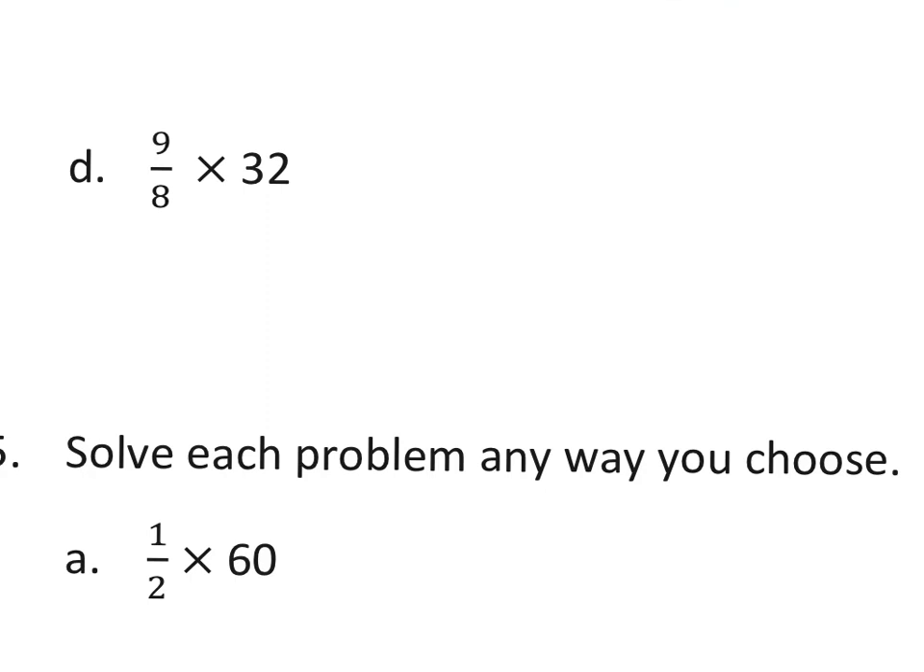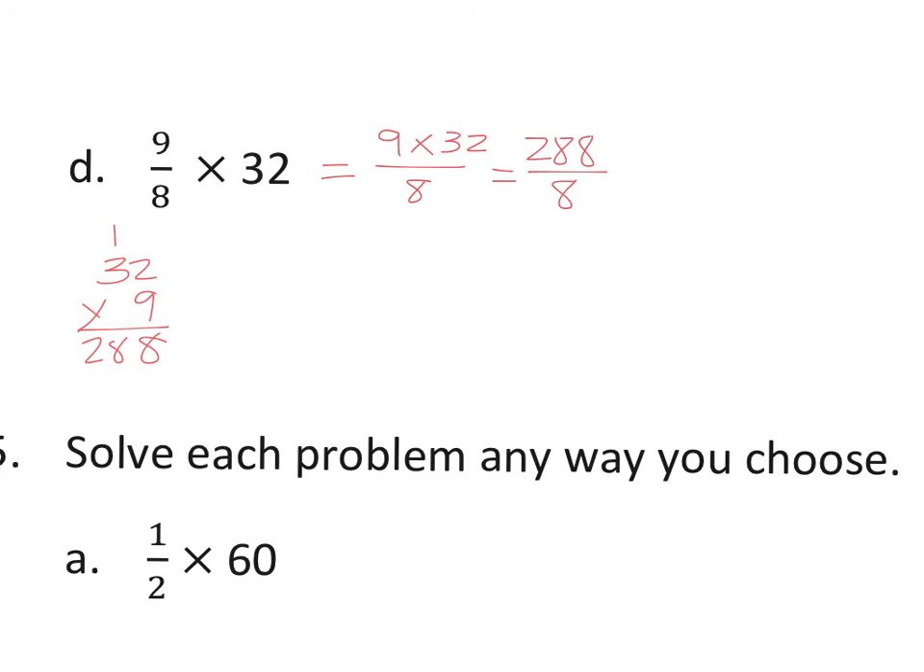All right, 4D, let's go ahead and say, okay, I have 9 times 32 up on top and 8 on the bottom. Now I'm going to have to go ahead and multiply 32 times 9 first, because 9 times 2 is 18, and 9 times 3 is 27, plus 1 more is 28. So I have 288 over 8. And now I'm going to have to do some division, because 288 divided by 8, I don't know off the top of my head.